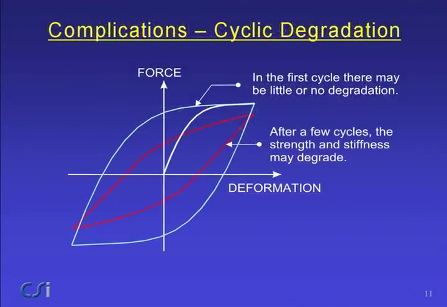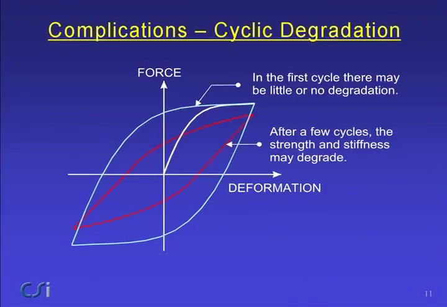Second complication is cyclic degradation. What this illustrates is if you were to load a structure or component up and then cycle it once, you might get a nice fat hysteresis loop. If you cycle it several times to the same amplitude, you might find that the hysteresis loop will degrade. The stiffness can degrade, the strength can degrade, and as a consequence, the amount of energy which is dissipated also degrades. And that occurs under cyclic deformation.